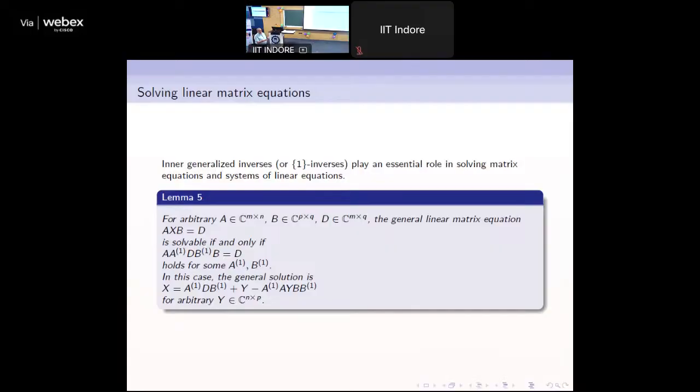What is the exit from this point? The exit is to find least squares solutions, to find the best possible solutions, to find the best approximate solution. It is not an exact solution, but it finds something which approximates this matrix equation. Such solutions will not give an exact solution. AXB will not be exactly equal to D, but will be approximately equal to D.